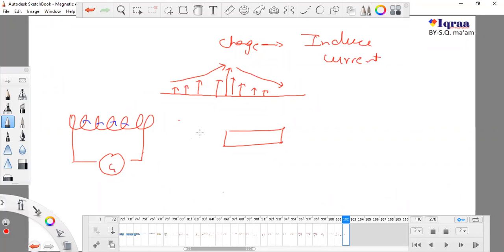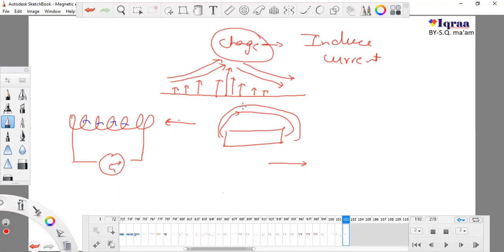If I'm making them close, I'm increasing the amount of current, because the closer they are, the more impact of magnetic field lines there is. When I'm moving them apart, I'm decreasing the amount of current. But the galvanometer shows the amount of current only when there is a change. It should be changing; you have to move them continuously.